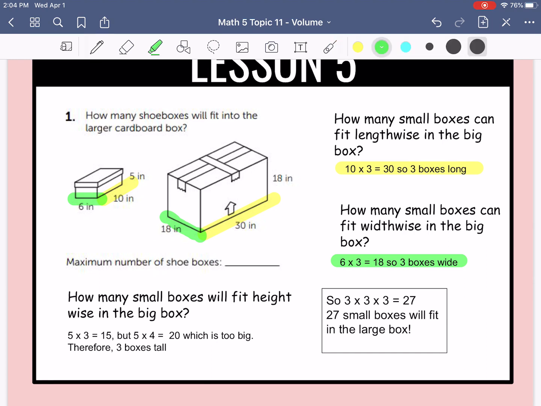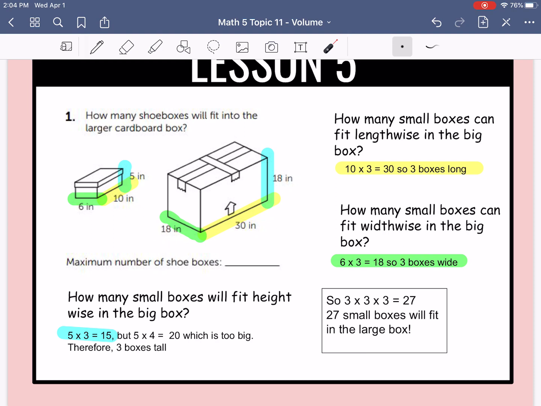But we have the height still. So let's take a look at the height. The height in my big box is 18. The height in my little box is 5. 5 times what is going to get me close to 18? Can we get right on 18? Well, I've got 5 times 3 is 15, but 5 times 4 is 20, which is too much. So therefore, we're going to go with the 3 times 5. Okay? That gives me 3 boxes tall.